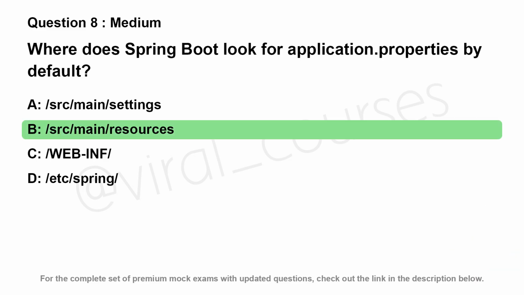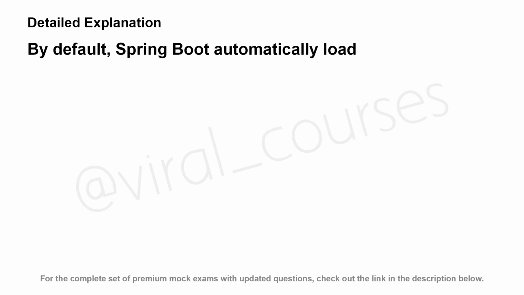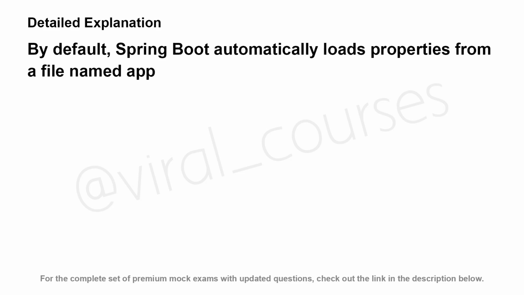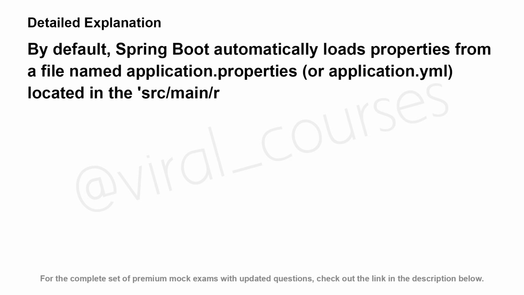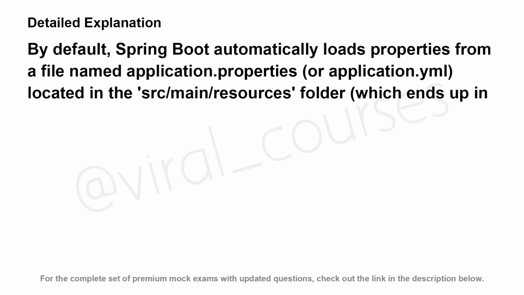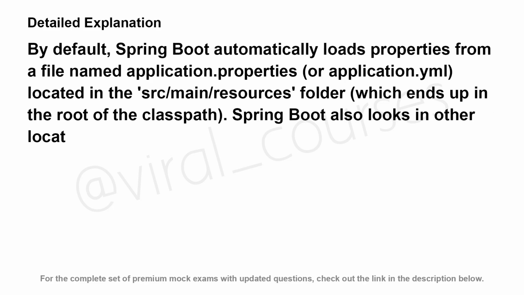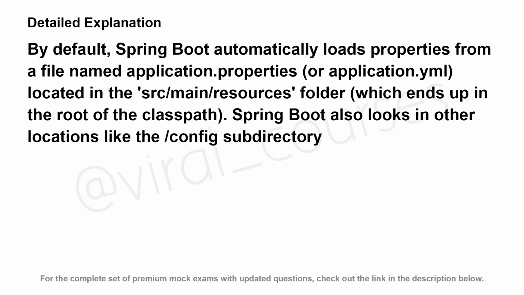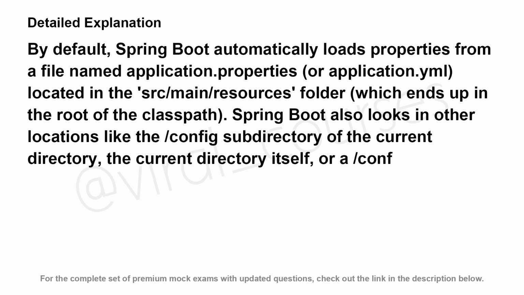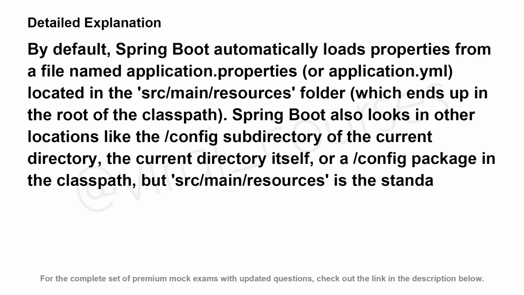The correct answer is B. By default, Spring Boot automatically loads properties from a file named application.properties, or application.yml, located in the src/main/resources folder, which ends up in the root of the classpath. Spring Boot also looks in other locations like the config subdirectory of the current directory, the current directory itself, or a config package in the classpath, but src/main/resources is the standard development location.